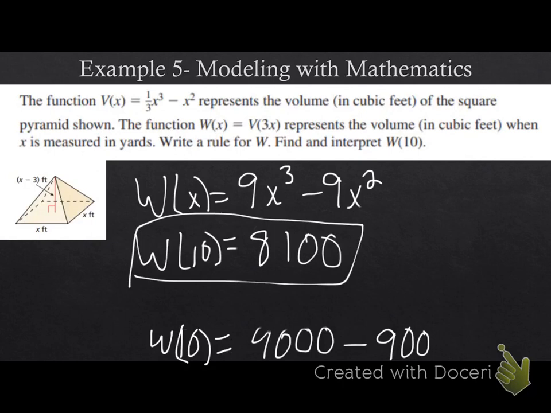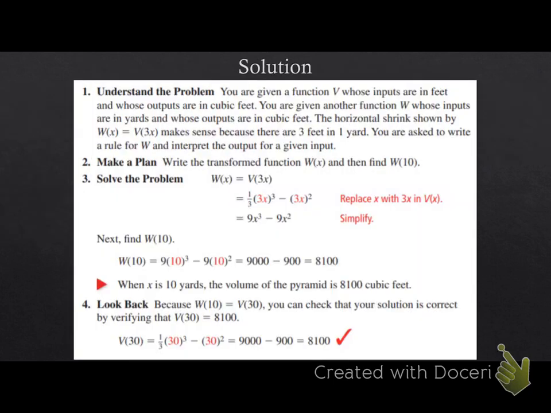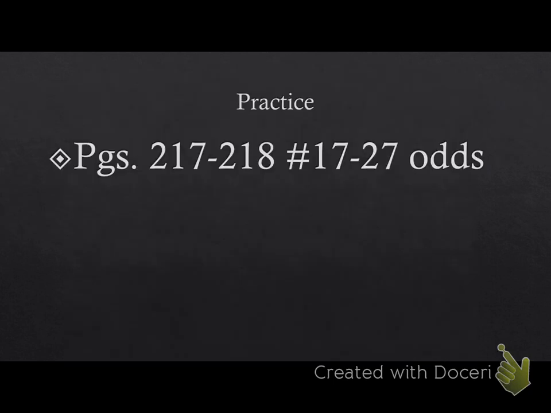So if our x value is 10, if we have 10 yards plugged in for x, the base of the pyramid is 10 by 10, and the height of the pyramid is 7, the volume of that square pyramid would be 8,100 cubic feet. Wow. I don't even know how much stuff would fit in there. Questions about that?